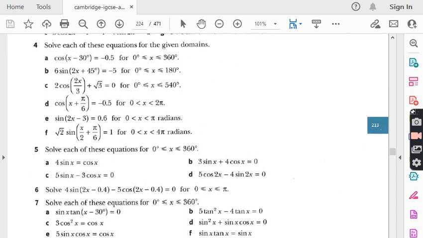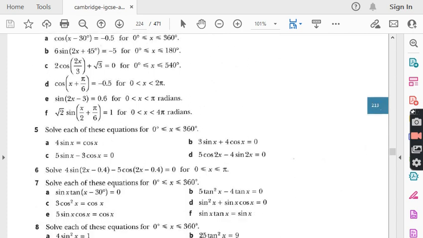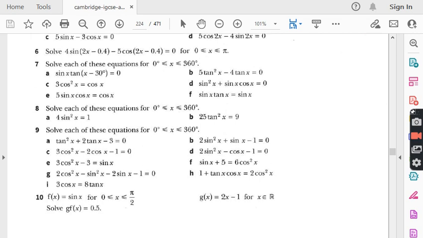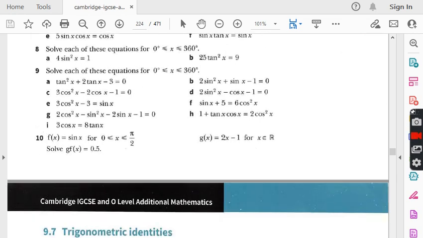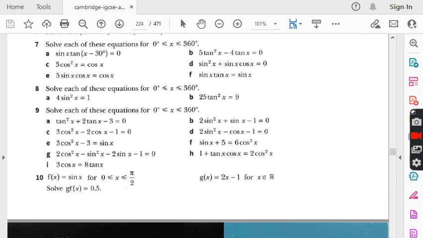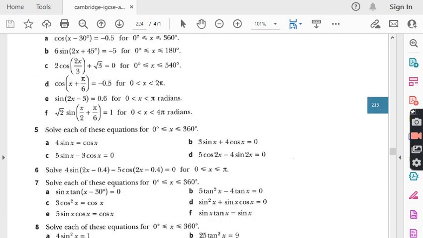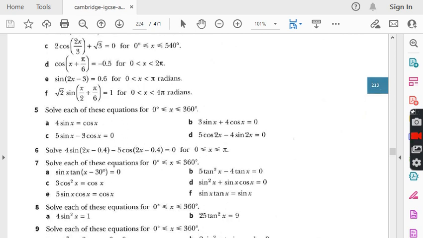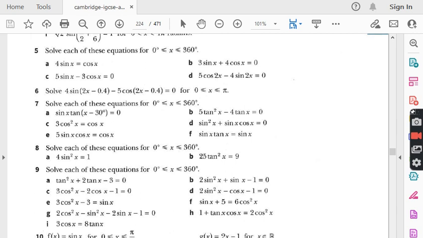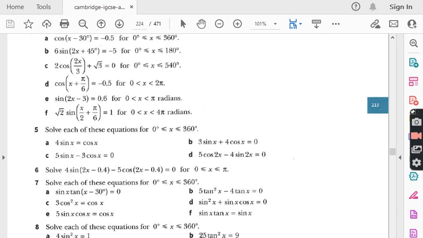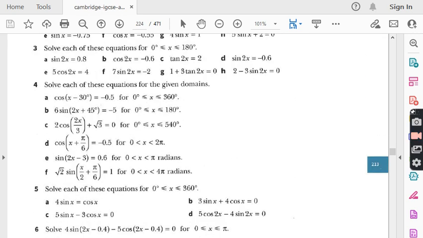What is left? Question number 5, very easy, 6, 7, 8, 9, 10. All questions are very easy. All questions are based on trigonometric equations, solving trigonometric equations. I will try to solve 2 to 3 questions in the next lecture, and finish this exercise in 2 to 3 lectures. So I hope you understand today's class.